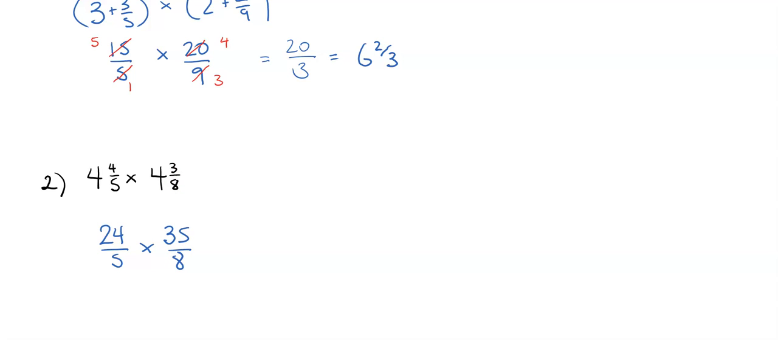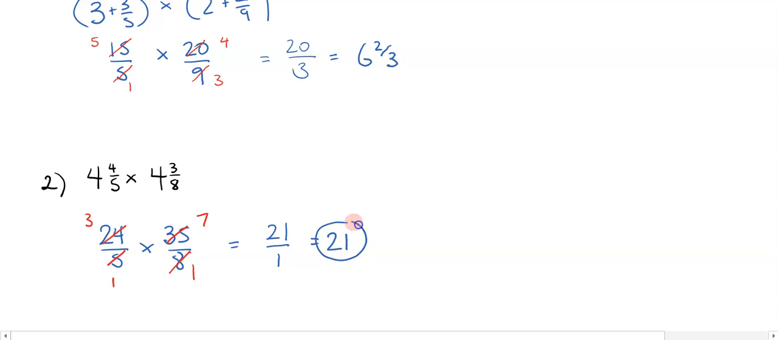Now that we've changed our mixed to improper, in other words, we've added the whole number into the fraction and we've combined, we can now multiply. We can look for our reducing before we multiply. And now we can multiply. The numerator times the numerator is 21. The denominator multiplied by the denominator is 1. When you have 1 in a denominator, you do not need to write it anymore. So this fraction becomes 21.